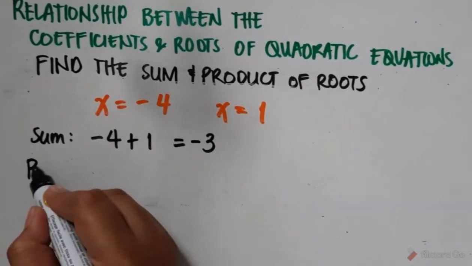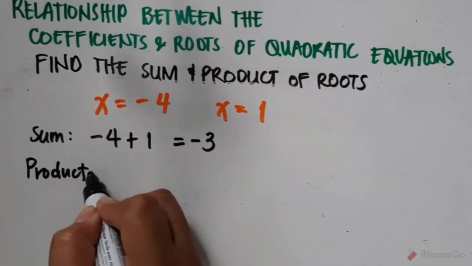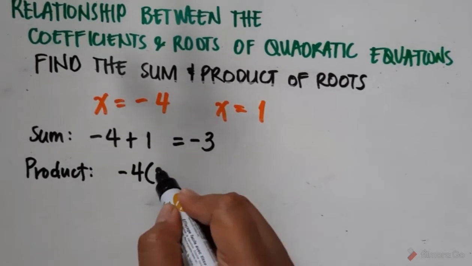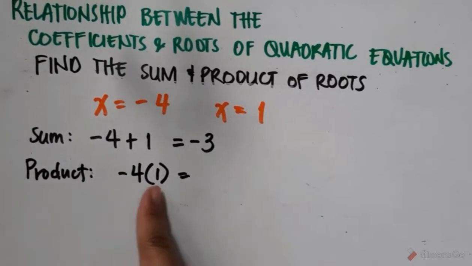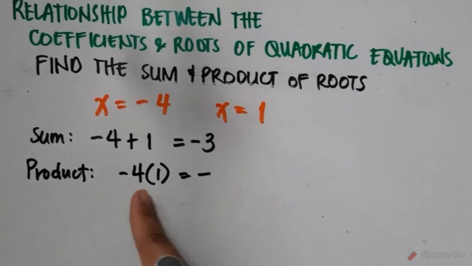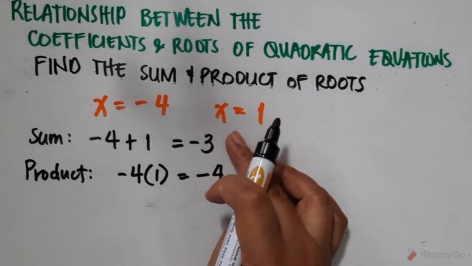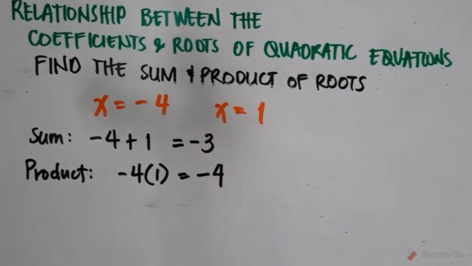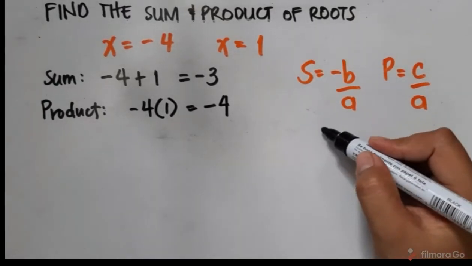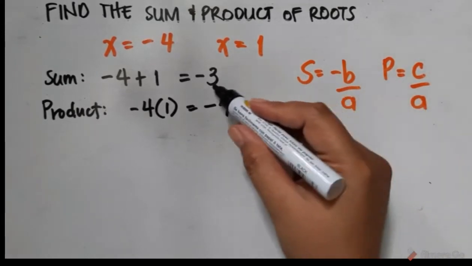And then for the product, we have negative 4 times positive 1, different signs. Negative 4 times 1 is negative 4. So we have the sum of the roots, negative 3, and the product of the roots, negative 4. So we have our sum is negative 3.